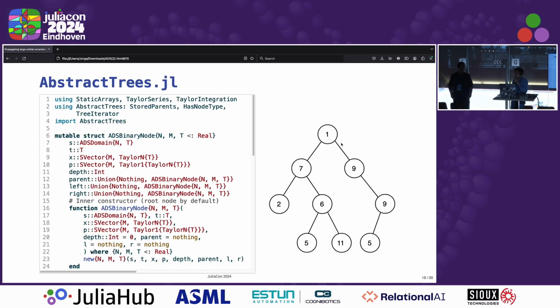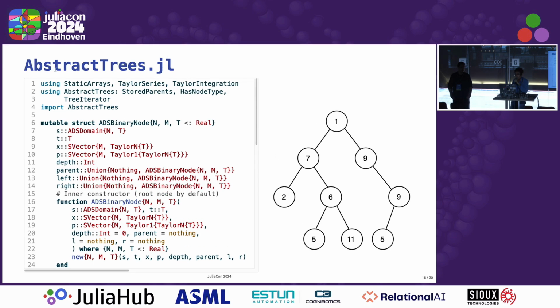As a brief note, the output of an ADS integration naturally resembles a binary tree because at any given time, each polynomial can split at most into two parts. So we've used the AbstractTrees API to write a custom binary tree named ADSBinaryNode that contains all the information from the integration. And we also have useful functionality like iterating this tree or evaluating it.